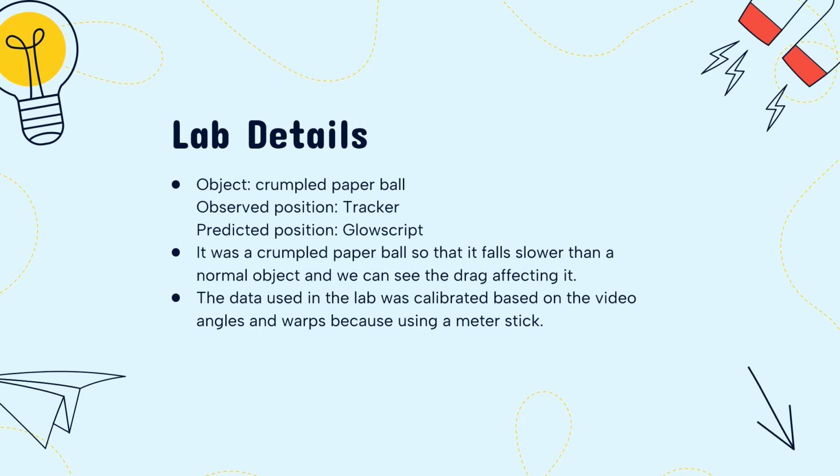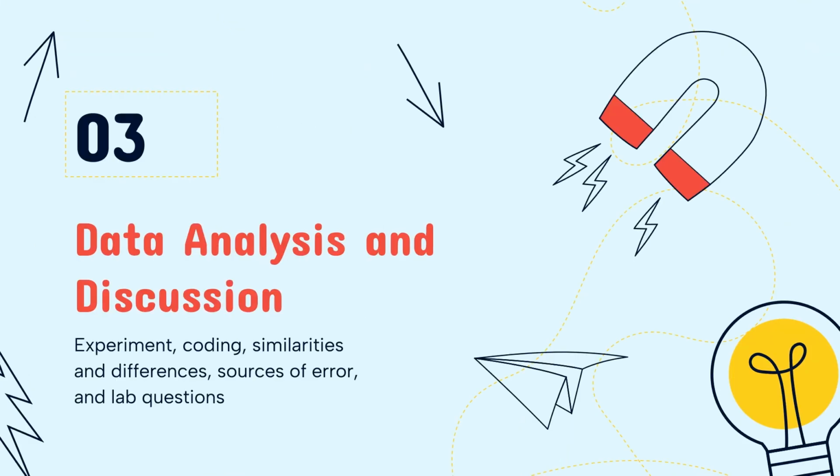Lab details. So the object I used was a crumpled paper ball, so that the crumpled paper ball actually falls slower than other objects because the paper creates drag, and we can kind of see it affecting it. The observed position was using Tracker, and the predicted position was using GlowScript. The scale used in the lab was calibrated based on the video. We recorded a meter stick in the same video and calibrated based on that.